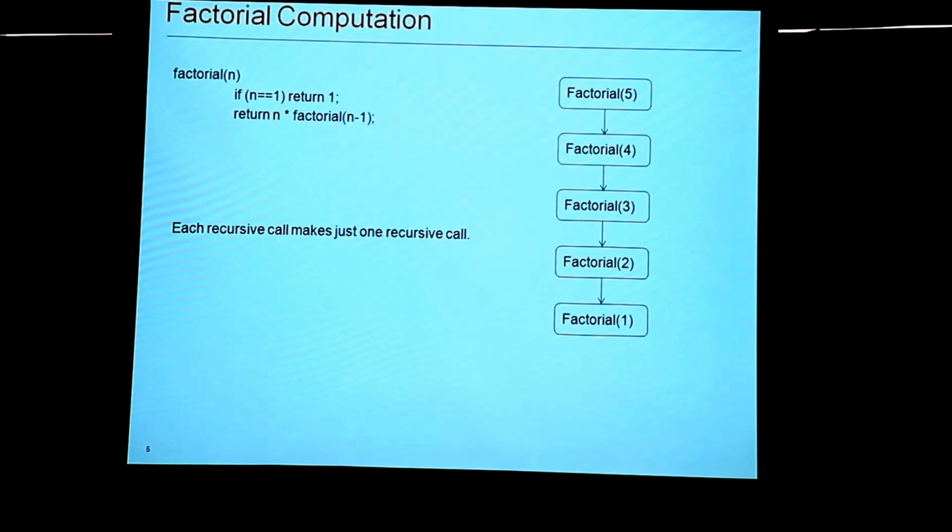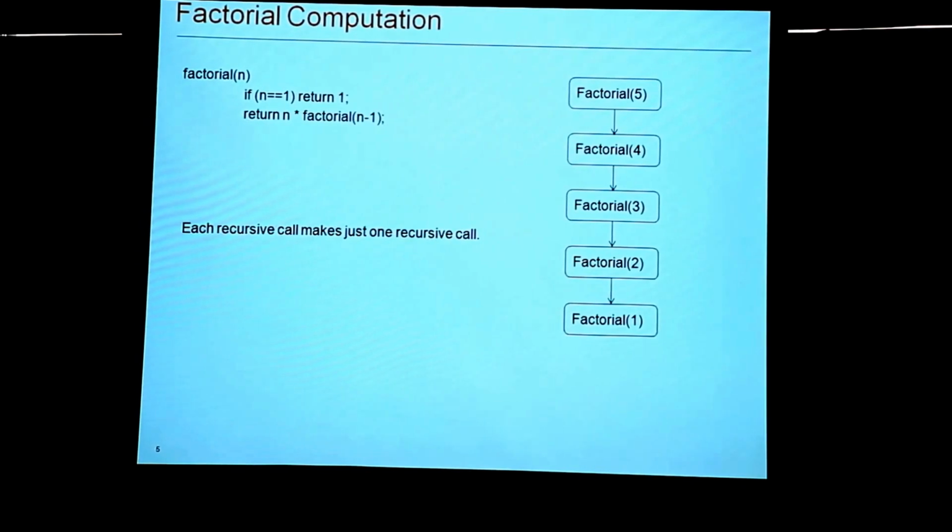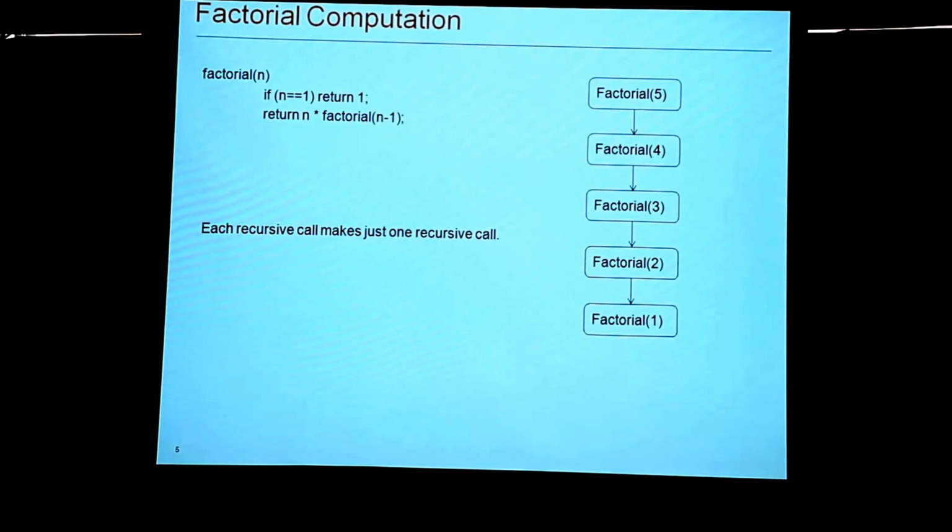Here this is a very simple recursion where each call makes just one recursive call. And if you know about complexity, the complexity of this recursive program is order n, because there are only n calls and each call is of constant complexity.